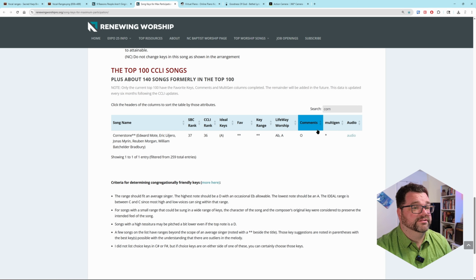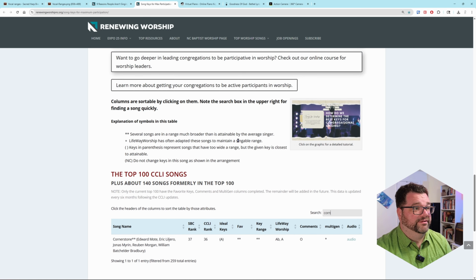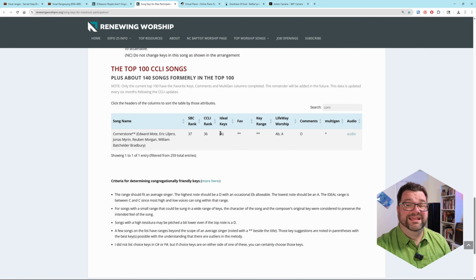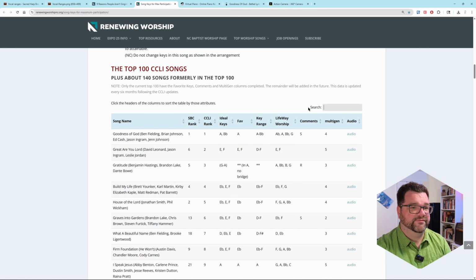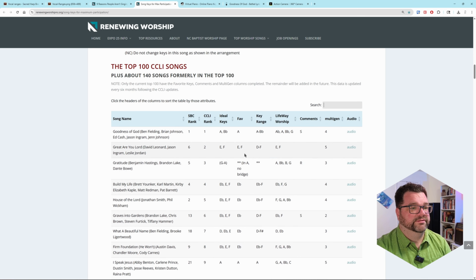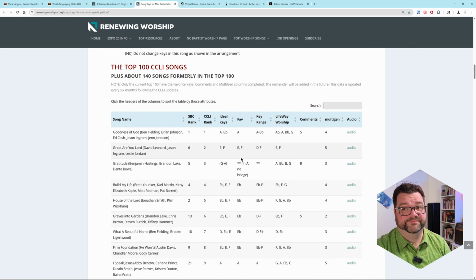Here they're saying that there's an octave jump, that the ideal key is A. They don't really have a favorite key. You see the two dots up here, several songs in the range much broader than attainable by the average singer. So they're saying that if you have to do it in A, but they're kind of not recommending it, just based on the range of the lowest to highest notes in the song. So you can go through all different songs and use this as a place to start.